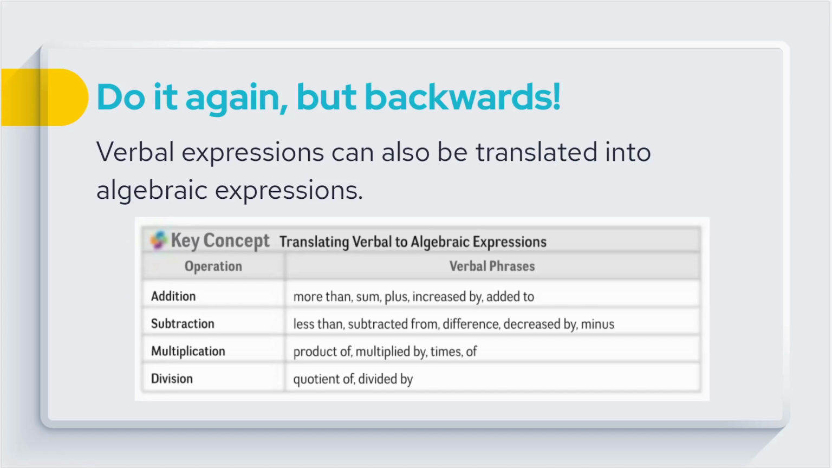Moving on. We can do it backwards. In other words, a verbal expression can also be translated back into algebraic expressions. Here are some examples of operations. I'm sure you know these already. Here are some verbal phrases that oftentimes are associated with these. So, when you're talking about more than or sum or plus, oftentimes it's addition. Less than is oftentimes subtraction, so on and so forth. I'll let you read this. You can pause this and take a look if you need to.